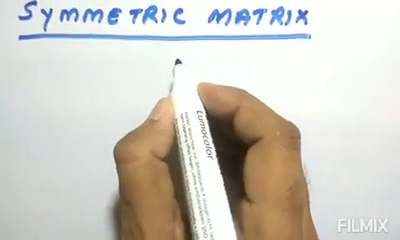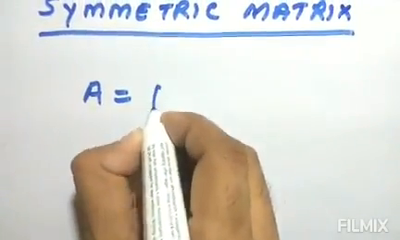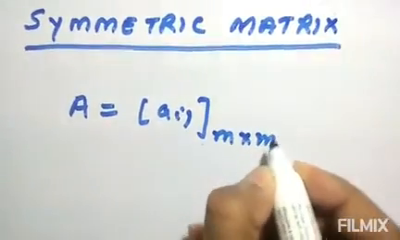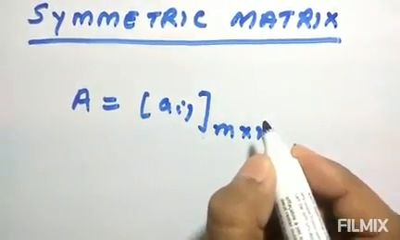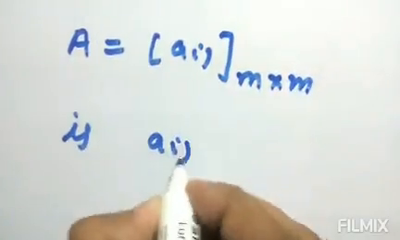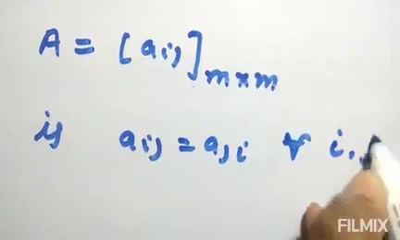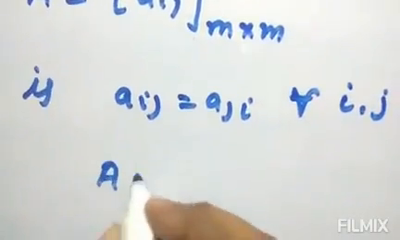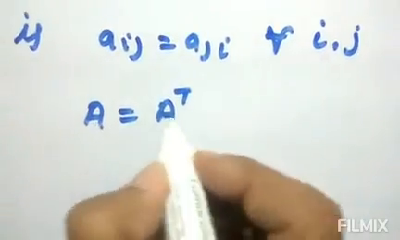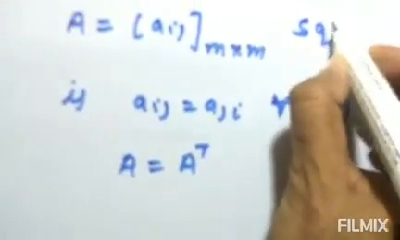Symmetric matrix. If A is a square matrix of order m cross m, then A is a symmetric matrix if Aij equals to Aji for all i, j. In this case A equals to A transpose, means the value of A and the value of its transpose are both equal. A is a square matrix.